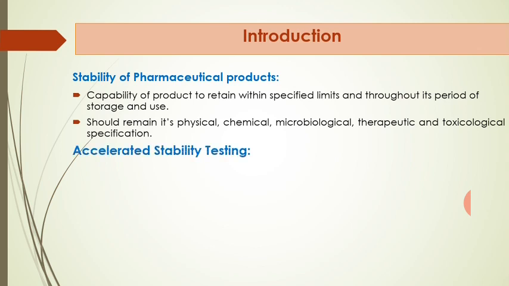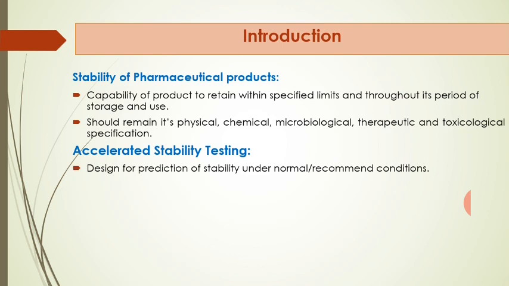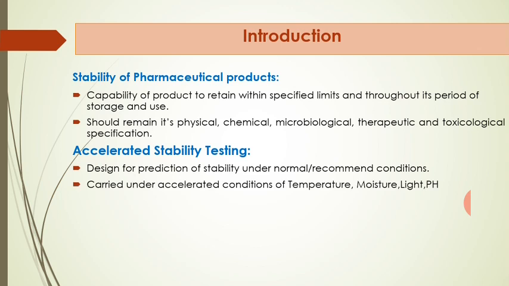Therefore, the accelerated stability testing method is used to predict the stability of the product under normal conditions but carried out under accelerated conditions of temperature, moisture, light, pH, etc. So these are nothing but the high stress conditions. Means here we can predict the shelf life of the product by accelerating the rate of decomposition, probably by increasing the temperature of reaction conditions, within months based on the accelerated stability report.